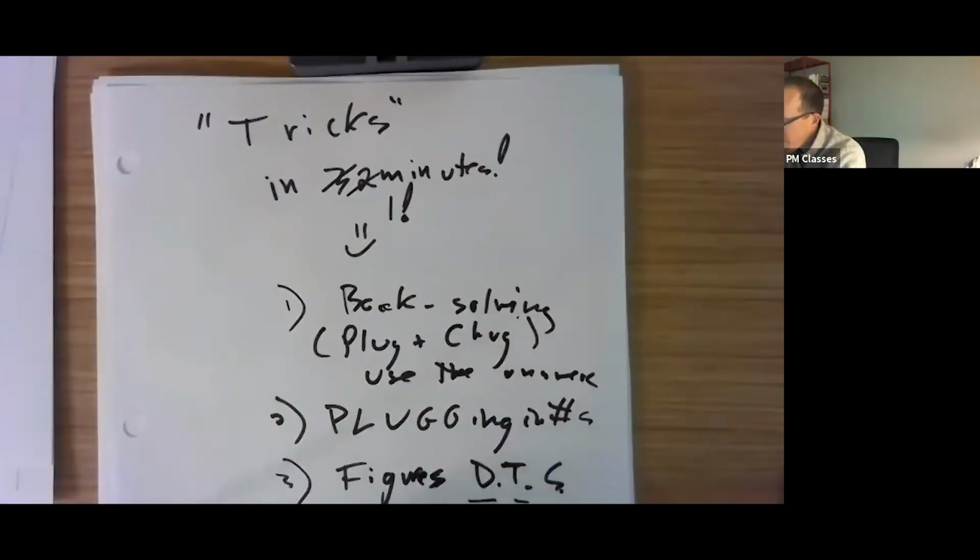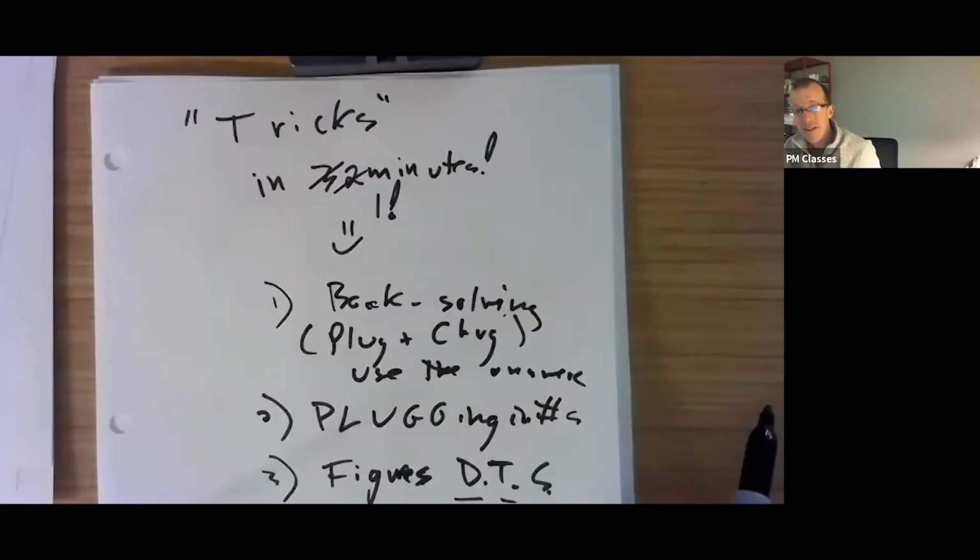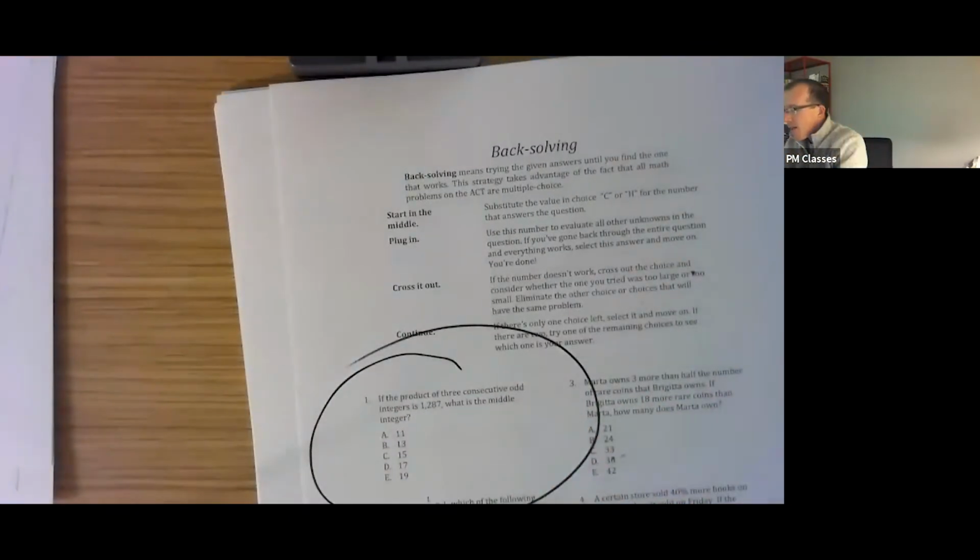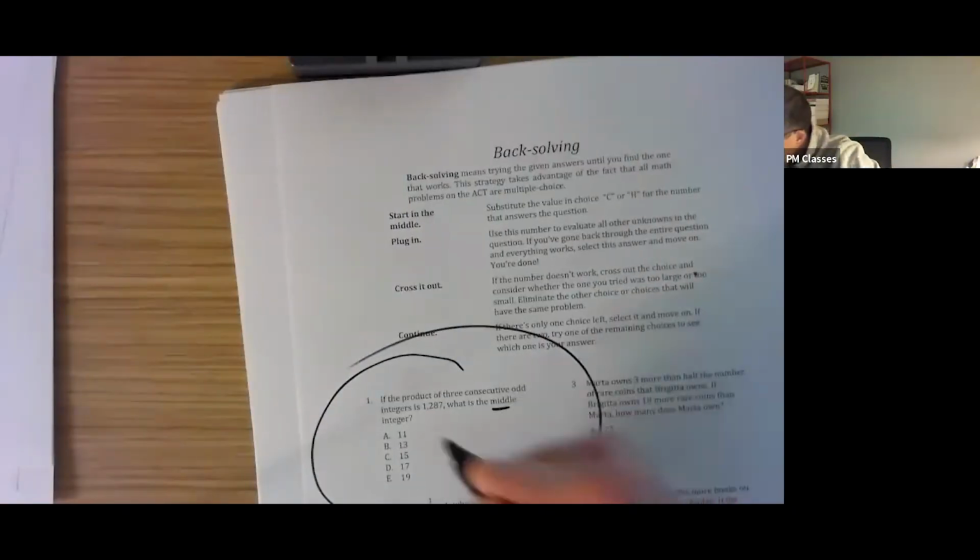So hopefully you guys have a piece of paper nearby, a pen or a pencil, and if you have one, a calculator. If you don't, no big deal. I'll try to do some of the math myself. Here we go. So the first problem I want to look at is this. If the product of three consecutive odd integers is 1,287, what is the middle number?